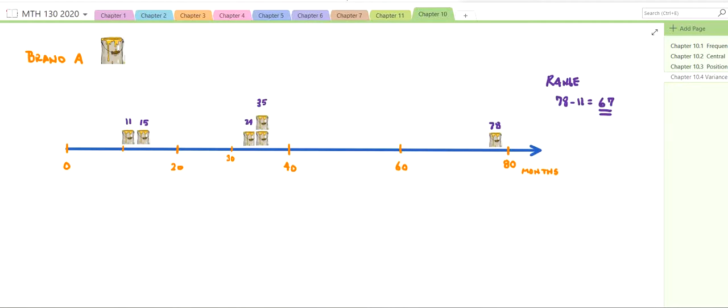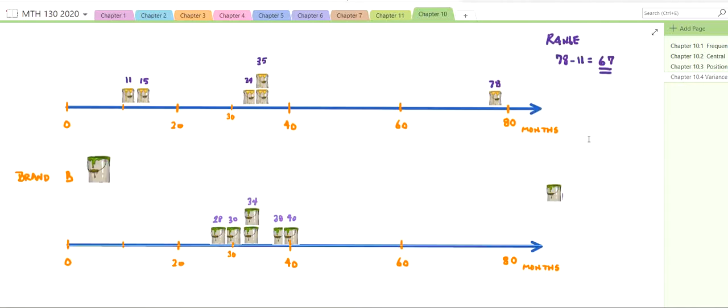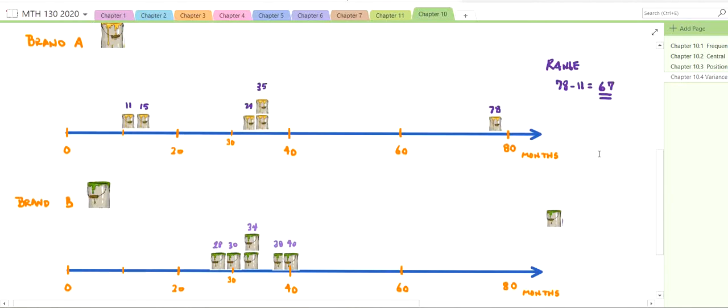Okay, let's compare this to the next brand. And here's how brand B worked out. I wrote the number of months over the top. There were two test cases where they lasted 34 months. Again, we'll use range here, and the range of our data for brand B is 12 months. So quite different from brand A.